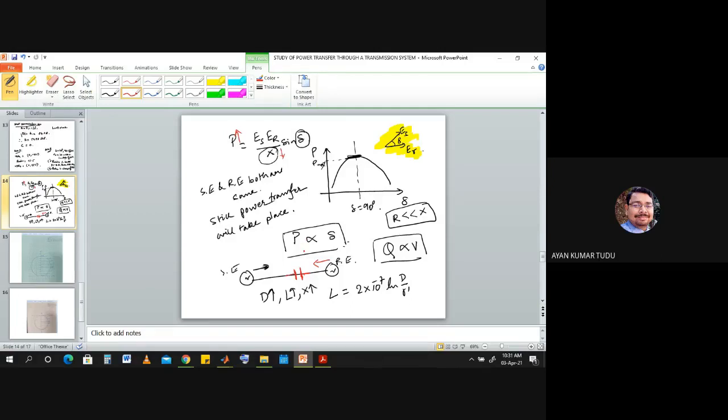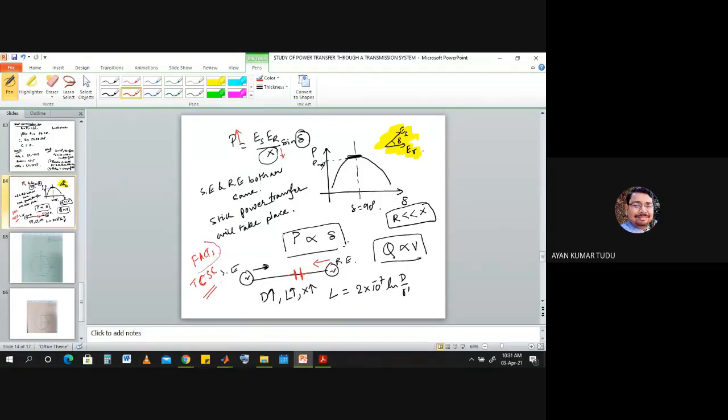That means in the same transmission line we can send more amount of power through our series compensation, which we do through the use of FACTS devices. The FACTS device we use for this purpose is the thyristor controlled series capacitor, also known as TCSC. Okay, thyristor controlled series capacitor.